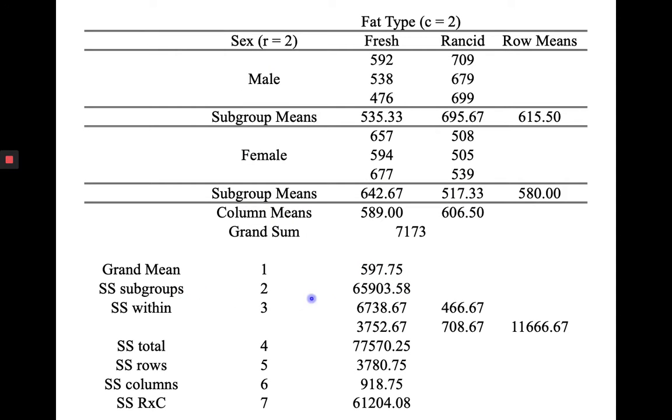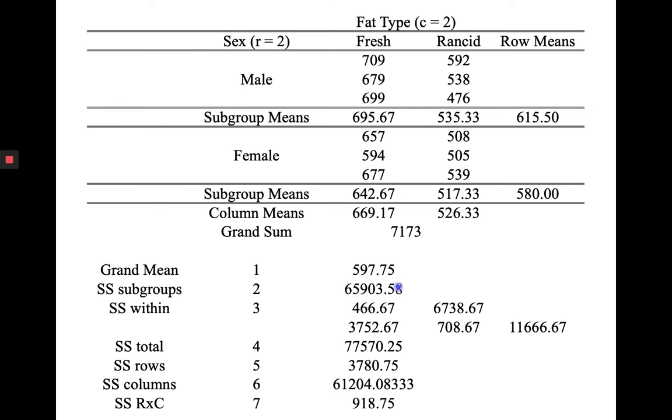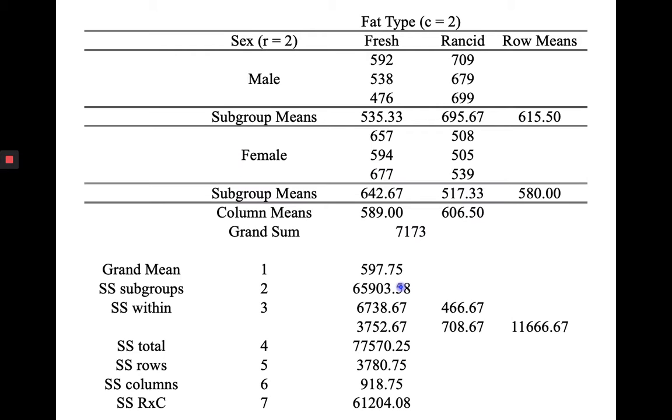The subgroup means are going to be the same, and the sum of squares for subgroups is 65,903.58. The reason for that is that you still have the same subgroupings. It doesn't matter whether they are associated with male and fresh fat or male and rancid fat. These means, this one here, this one here, and this one here, are all still the same. So when you subtract them from the grand mean, you still get the same sums of squares for subgroups.